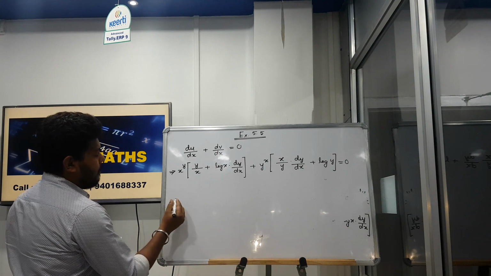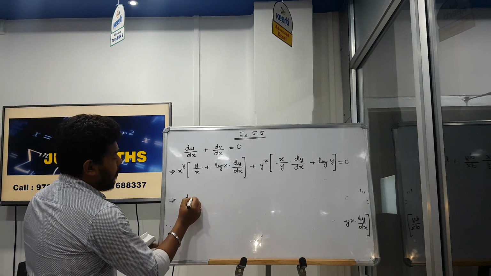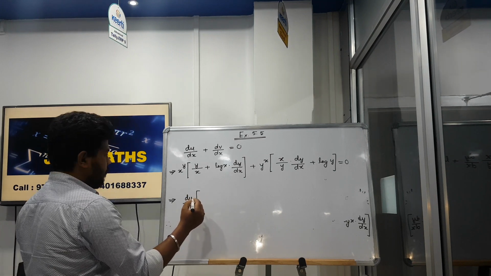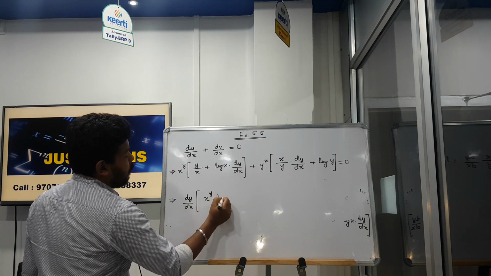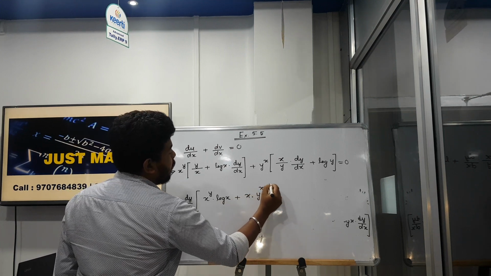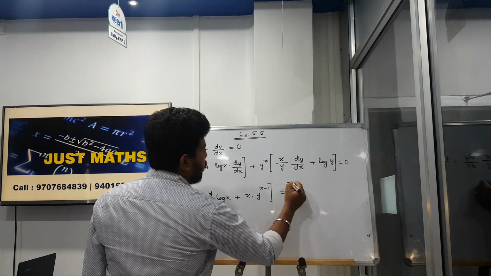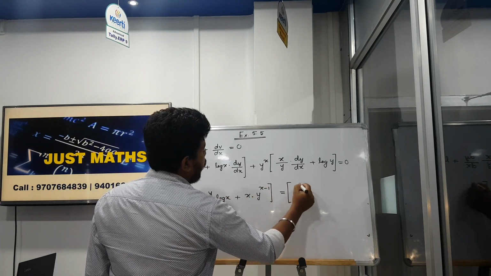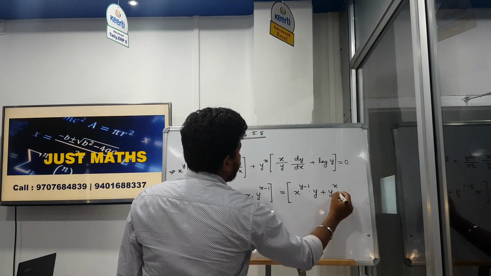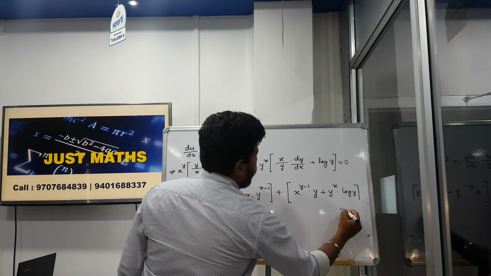Now if you apply a little bit of algebra, you will get dy by dx into x to the power y into log x plus x into y to the power x minus 1 is equal to x to the power y minus 1 into y plus y to the power x into log y. This is plus, is equal to 0.